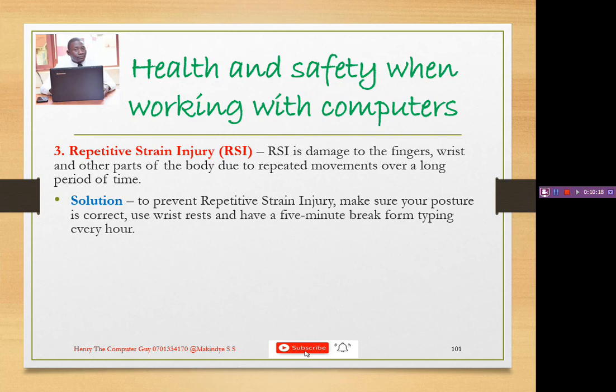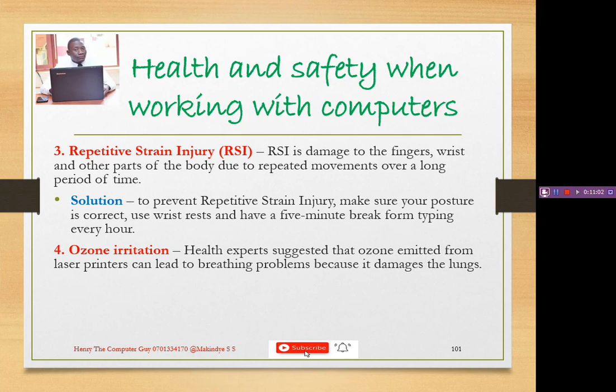And how can we solve that? We can do this to prevent repetitive strain injury. Make sure your posture is correct. Sit upright. Sit well in an adjustable chair. Use wrist rests and have a 5-minute break from typing every hour. You have to take some breaks. Why would you type for hours on a computer without resting? So you can take some break from the typing every hour. So if you do a task repeatedly, it can cause what we call repetitive strain injuries.